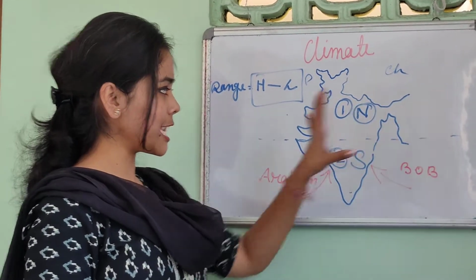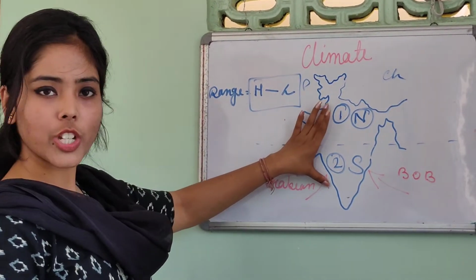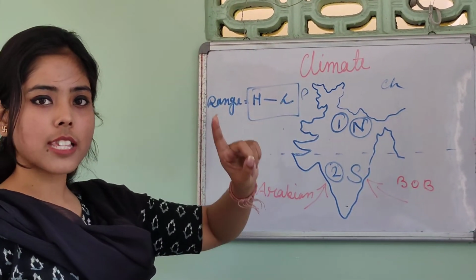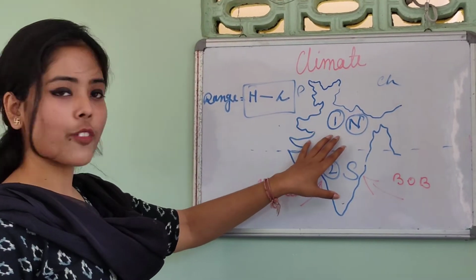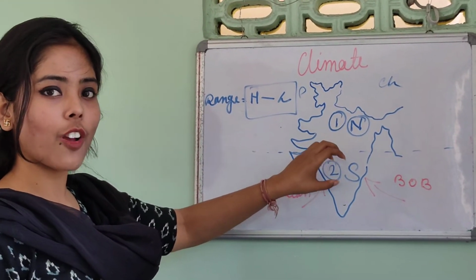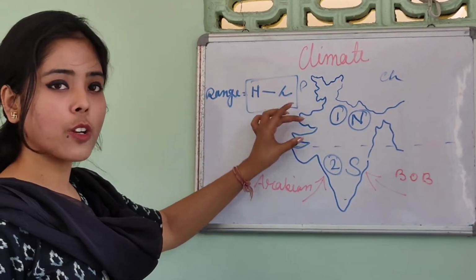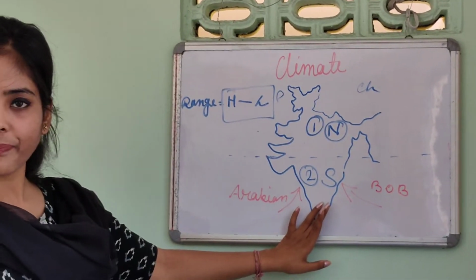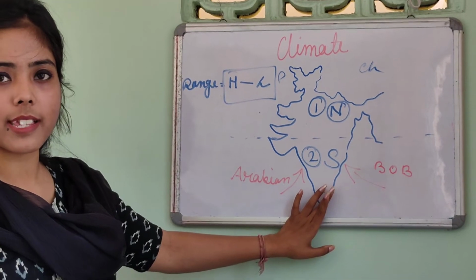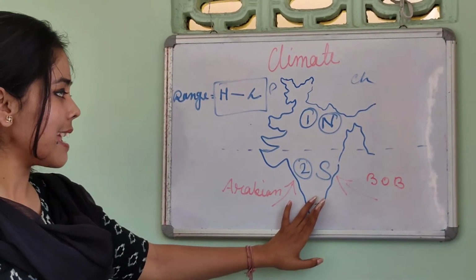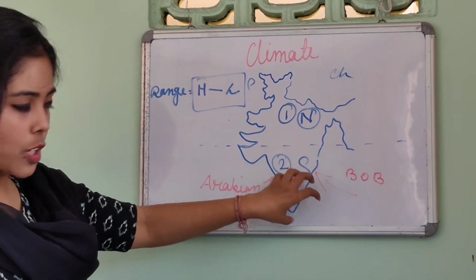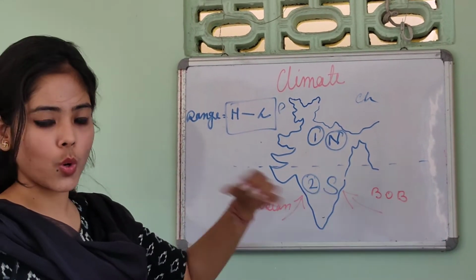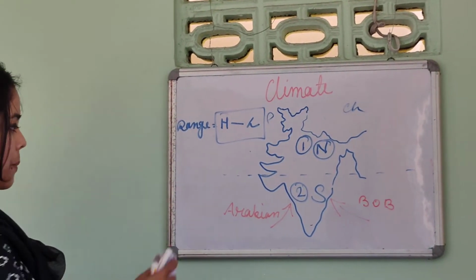So the Tropic of Cancer divides our country into two parts. One is the northern part, another is the southern part. The northern part experiences subtropical temperate type of climate along with no rainfall or scanty rainfall, and the annual range of temperature is very high over there. And compared to the southern part, this region experiences tropical type of climate with a huge amount of rainfall, and basically the range of annual temperature is very low. Now, what is the range of annual temperature?